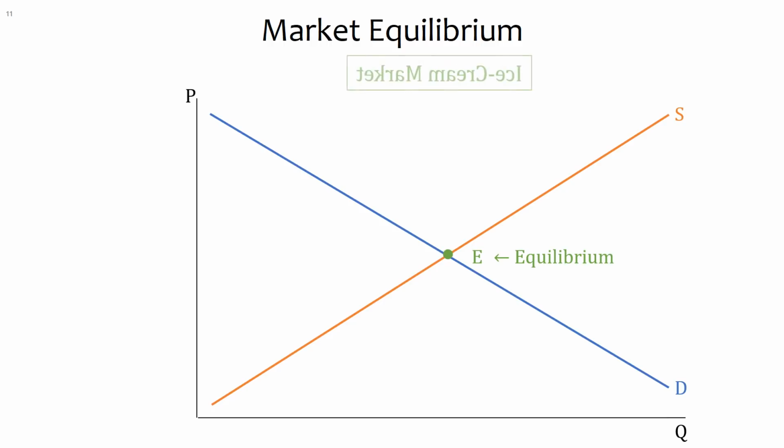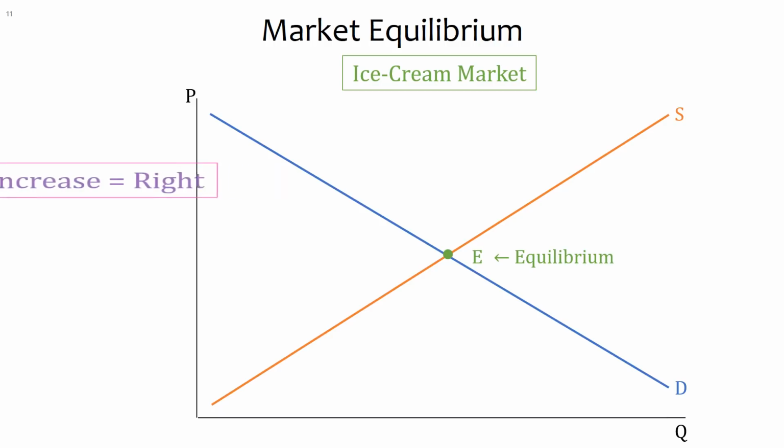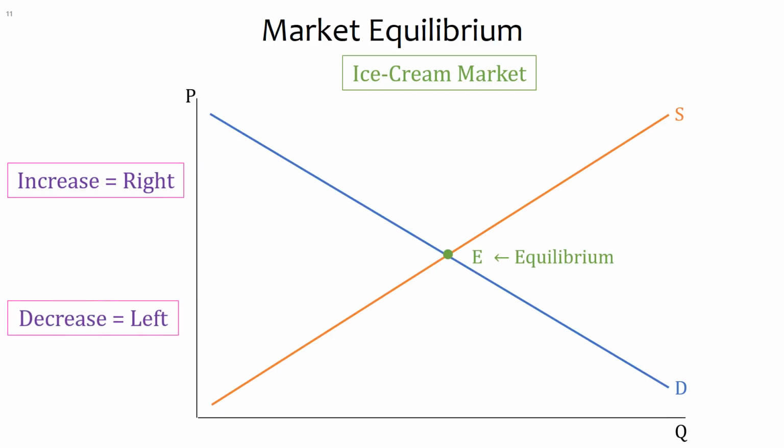All right. And whenever you do a graph, you have to write the name of the market on the top. So in this case, let's say it's the ice cream market. Or it could be any other market. It could be the car market, the cosmetics market, or whatever. But write it down. And when you do problems, you usually have to shift one of the lines. So one of the things is that things are simple. You shift only one thing. Okay, so just focus on one, either supply or demand. And the simple rule is whenever you have an increase, you shift the line to the right. Whenever you have a decrease, you shift the line to the left.